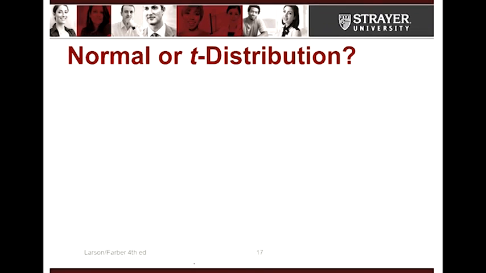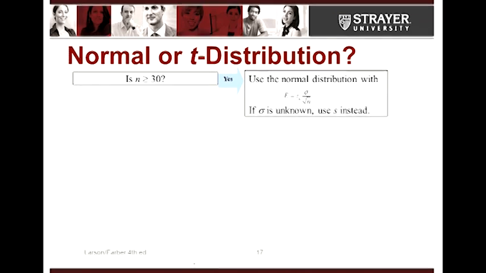So now how do you decide? Do you use a normal distribution or a t-distribution? Well, we have this lovely little chart. Your first question: is your sample size at least 30? 30 is the magic number, greater than or equal. If yes, then you use your normal distribution with your margin of error equal to critical z times sigma over the square root of n. Or if you don't know sigma, you can use s as long as your sample size is at least 30.